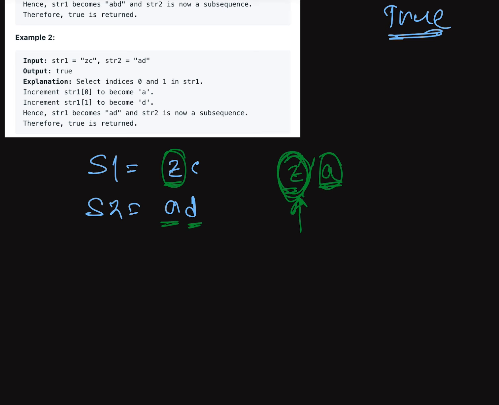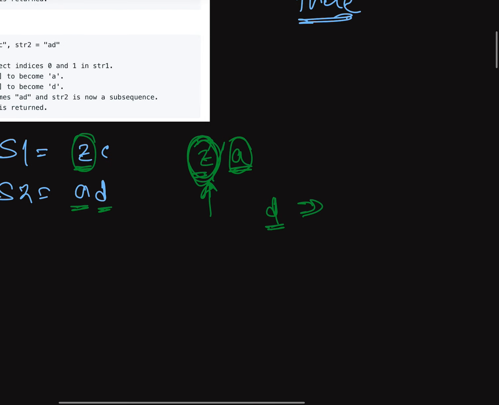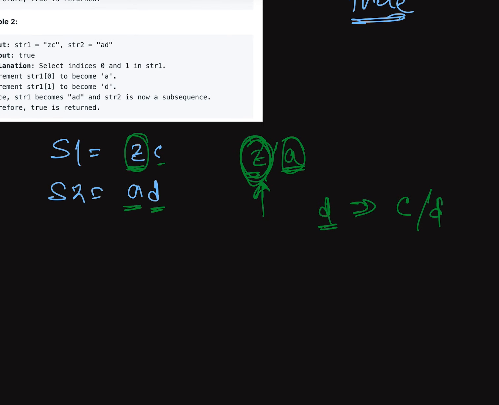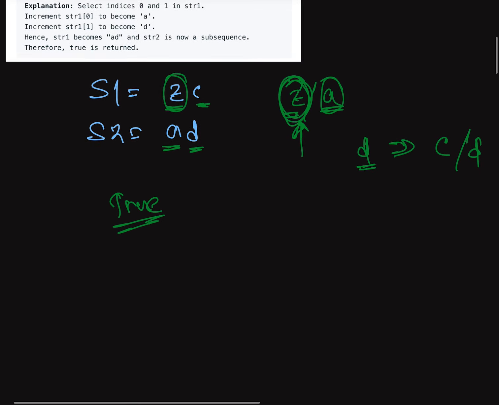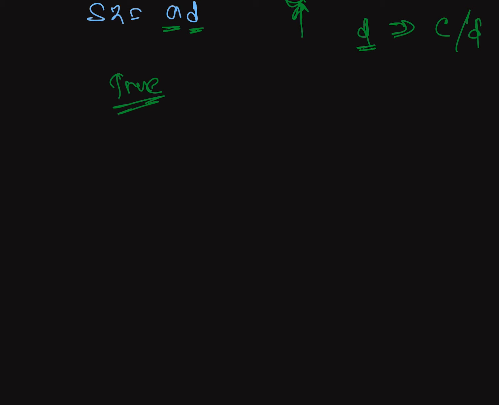Next character from string 2 is D. What should be the character from string 1? It will be either C or D. Is there any character C or D? Yes, C is present. So here also the answer will be true, correct? So what is the observation for this? First of all, the string 1 length should be greater than or equal to string 2 length, correct? This is the first observation.